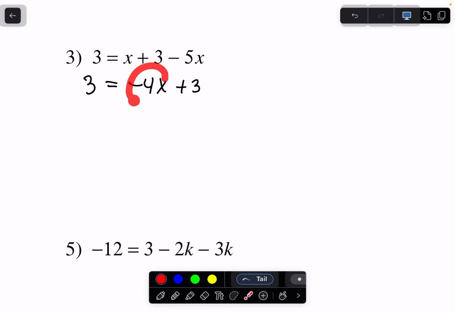So now you are going to need to isolate this term. Now, the 4 is stuck on it, so we don't want to do that first. We do need to move that 3 over with the other one. So we're going to subtract 3 from both sides. And we get that negative 4x is equal to 0.